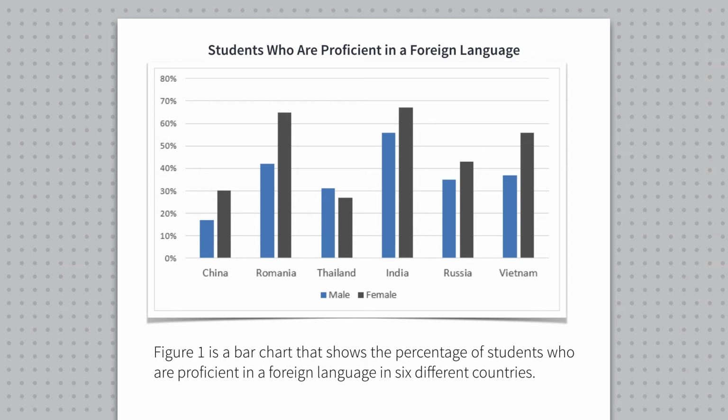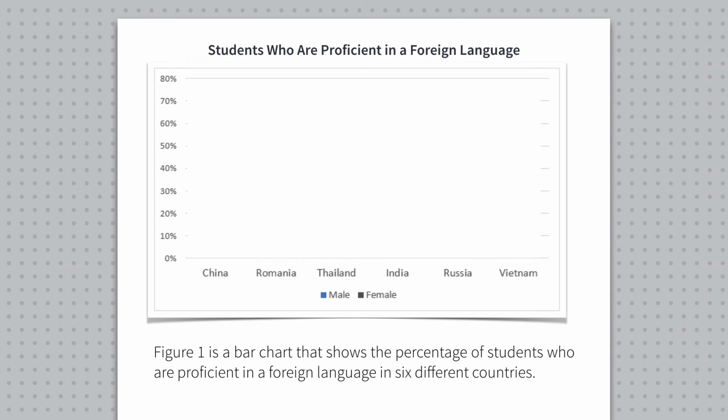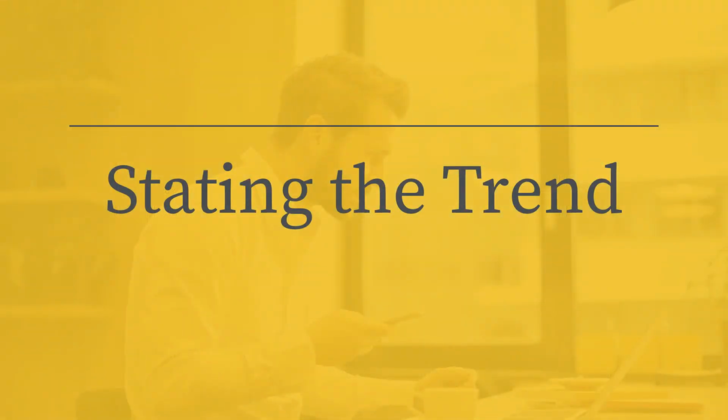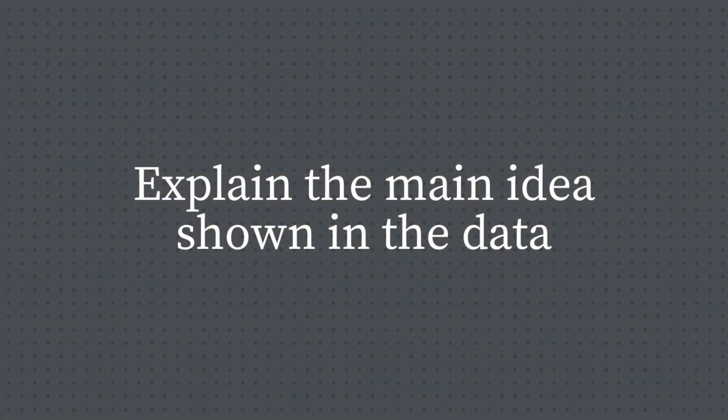If you remember, we said that one of the ways to differentiate between an introductory sentence and a topic sentence is that to write the introductory sentence, you don't need to see the bars. You can use just the title and maybe the labels. There's enough information for you to write an effective introductory sentence. But once you've introduced the chart, now you need a topic sentence. Now you need to state the trend. So you need to explain the main idea shown in the data.